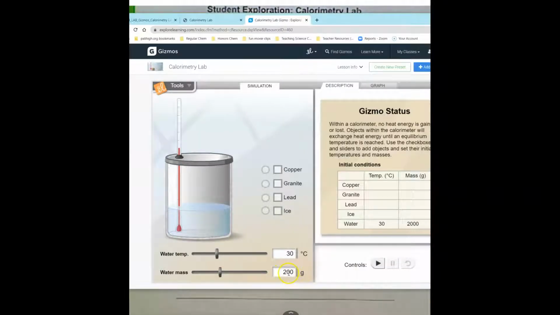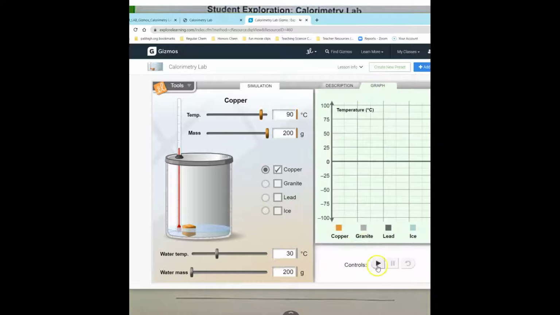What's the final temperature of the copper? Let's check it out. It tells me to do 200 grams of copper here, and 30 degrees for the water, and 200 grams of water. We want the copper's temperature to be at 90 degrees Celsius, and it is. So then we go over here to the graph, we click play. We see the temperature of the copper drop, and the water rises a little bit.